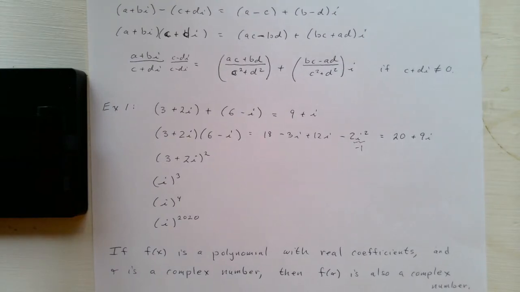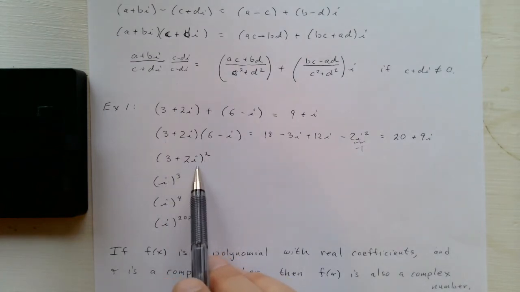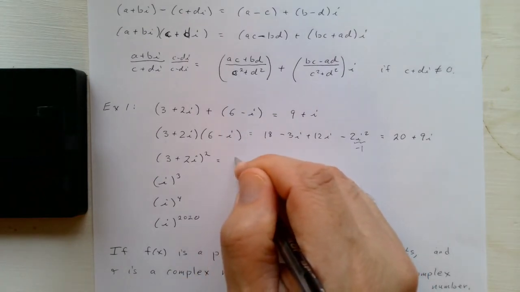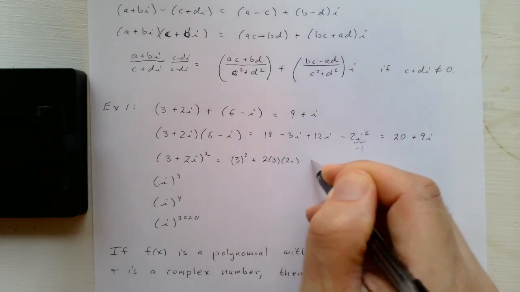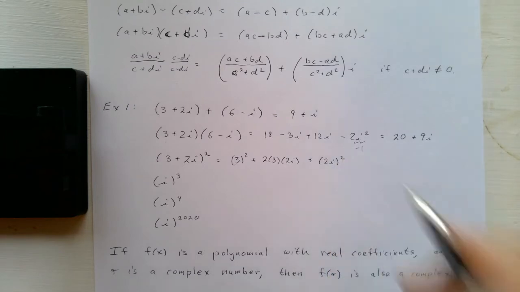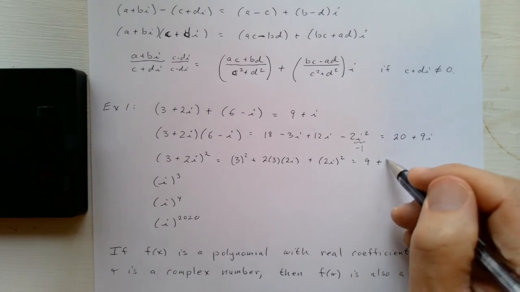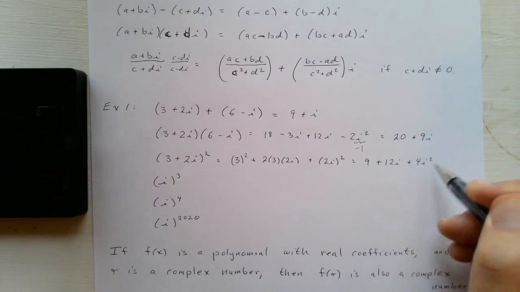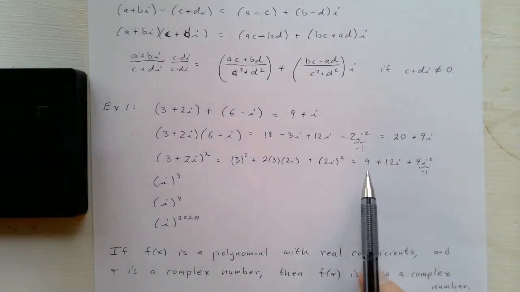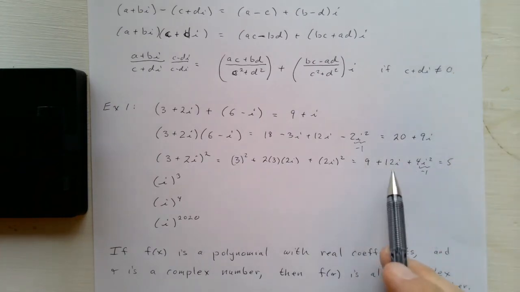Now we can also multiply a square. We can raise something to a power, that's just multiplying. So when we square this, it's just going to be 3 squared plus 2 times 3 times 2i plus 2i squared. This will be 9 plus 12i, and then this is going to be 4i squared. And again, i squared is minus 1. So this is 9 minus 4, that's 5. And then we have 12i here.